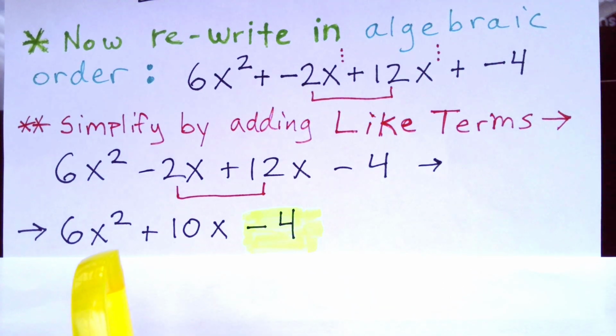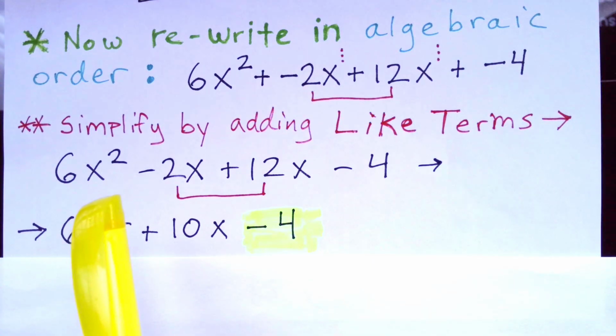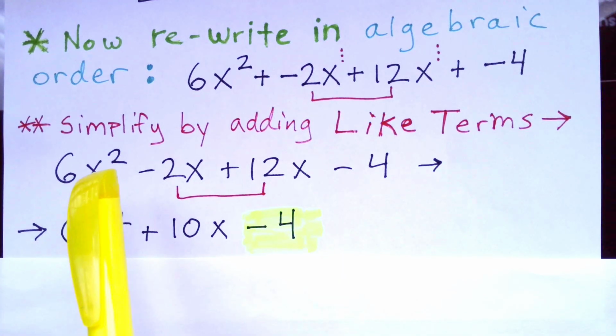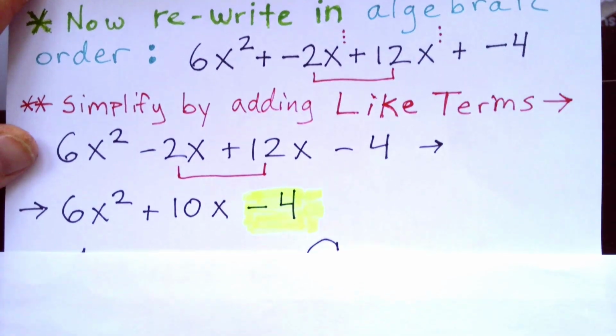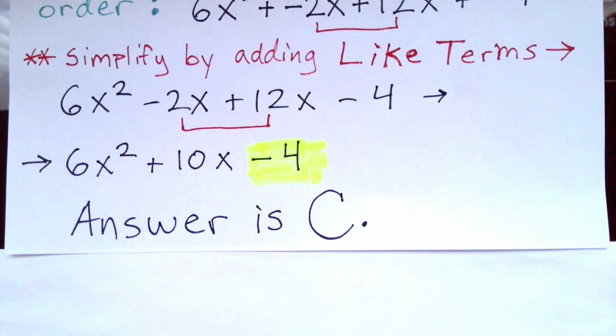Now each of these terms is a non-like term. I place them in algebraic order. That means alphabetical order and exponential order. So x squared, exponential order, there's a power of 2, comes before the power of the invisible 1, and then the constant number here. So my answer for this particular problem is C. Answer C. If I went too fast, please stop, pause, rewind the video.